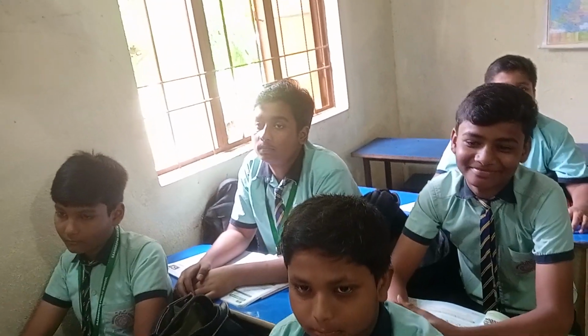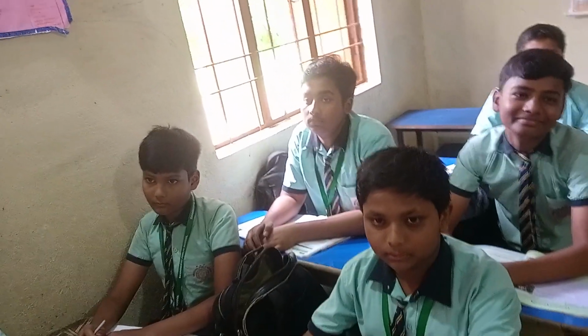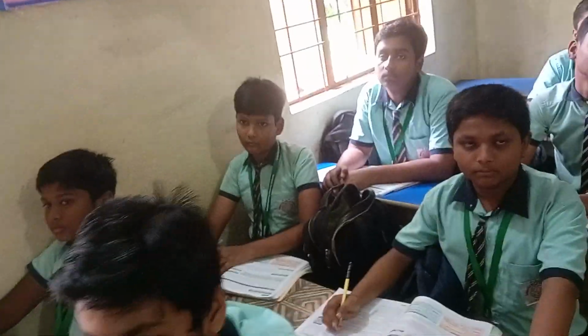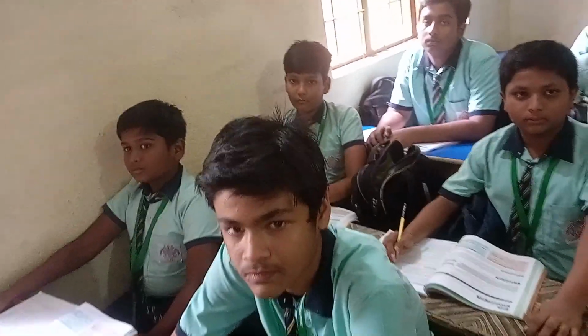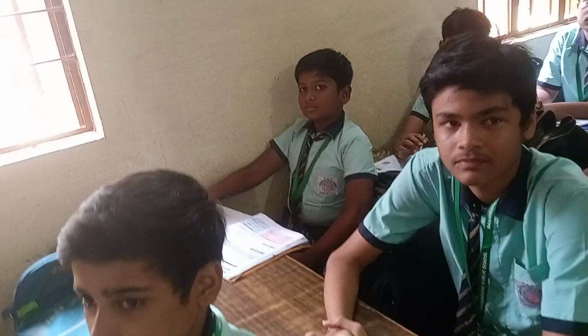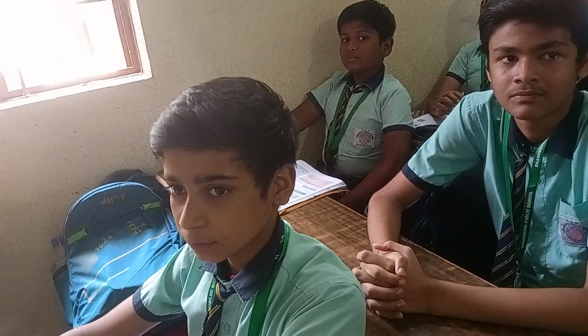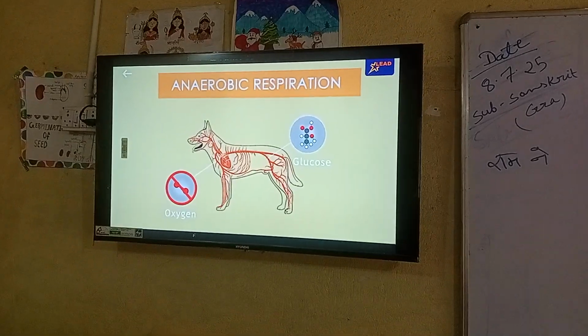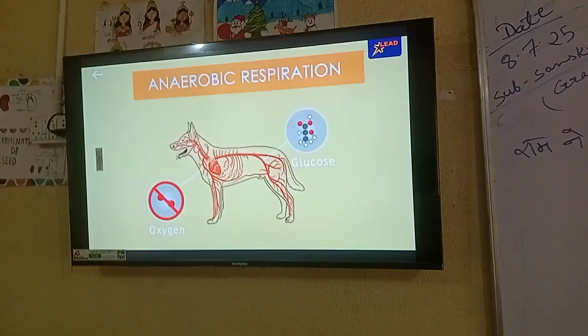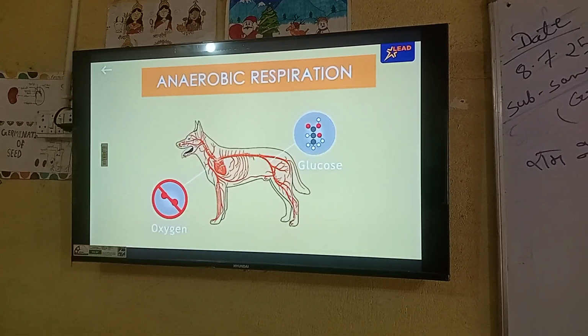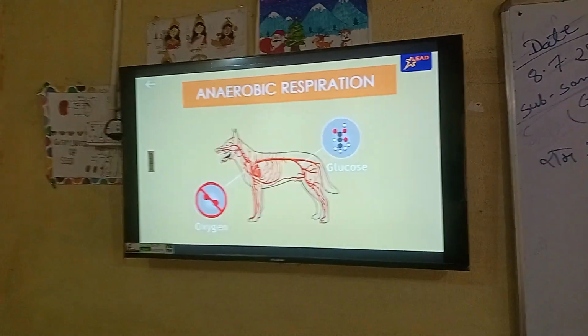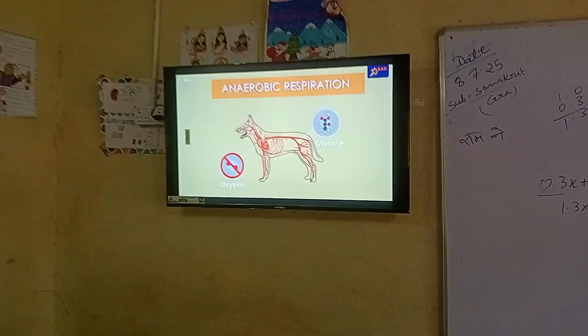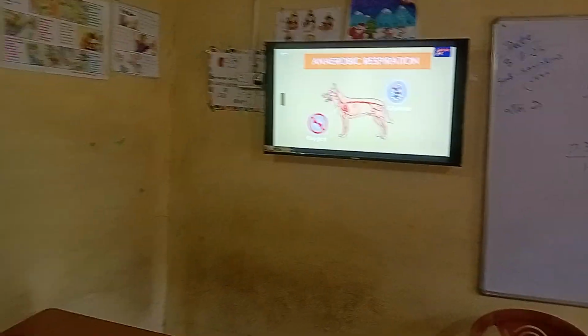But sometimes animals and plants cannot get enough oxygen to respire aerobically, such as while doing exercise, but they still need to respire to survive. After all, everything relies on respiration for energy. Luckily, there is a backup plan, anaerobic respiration. Anaerobic: an means without, aero means air, and bio means life. Let us understand anaerobic respiration.